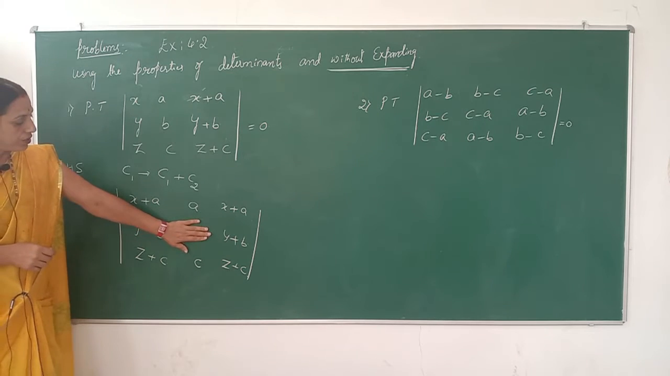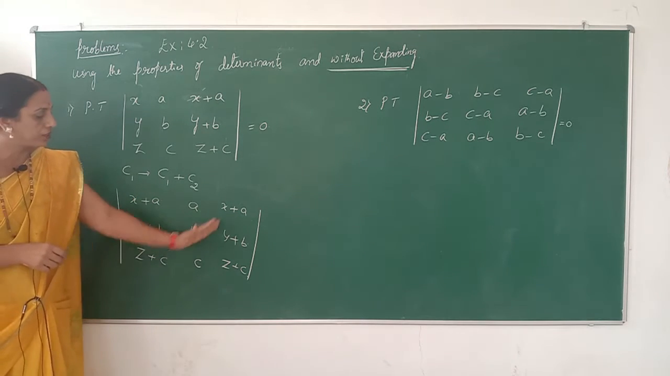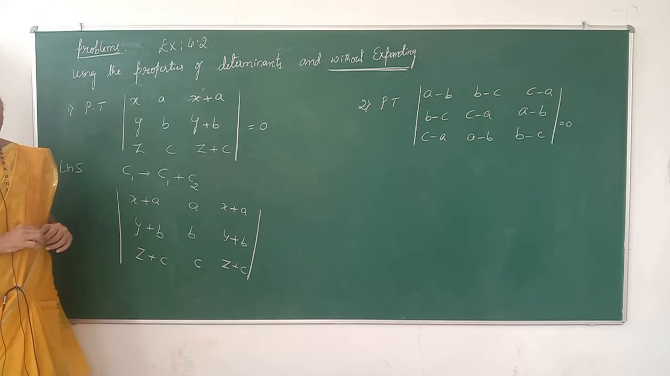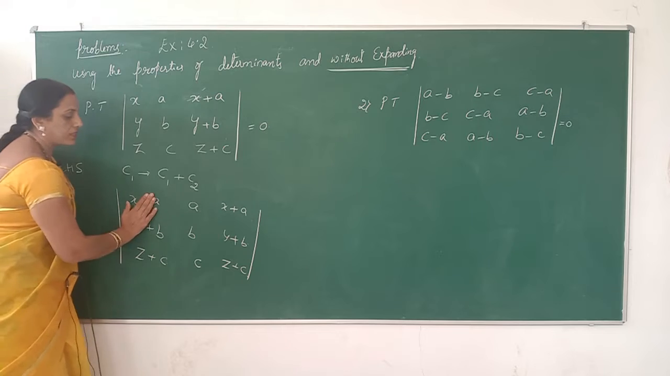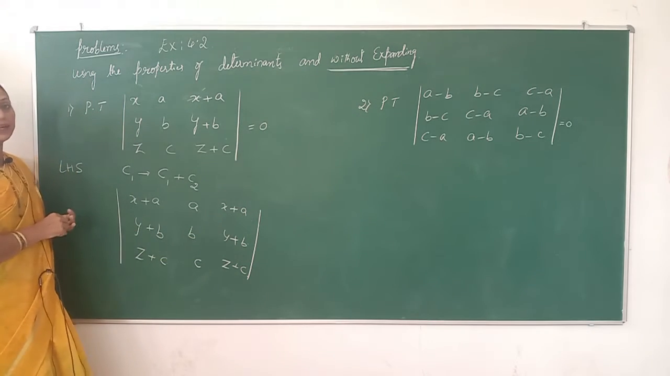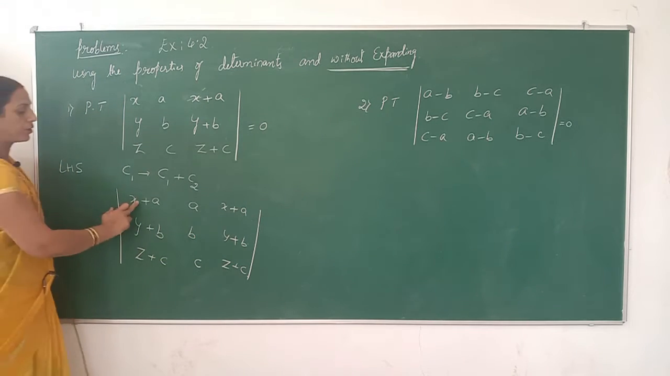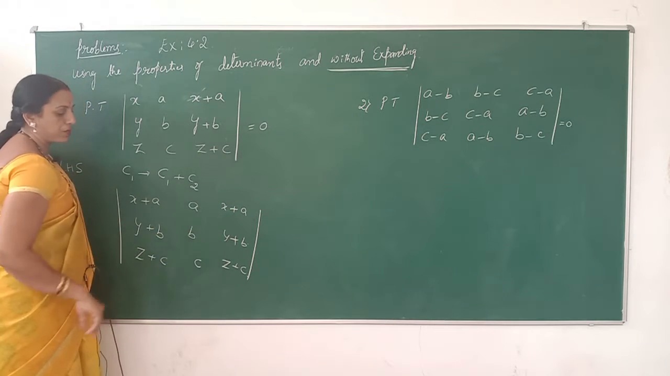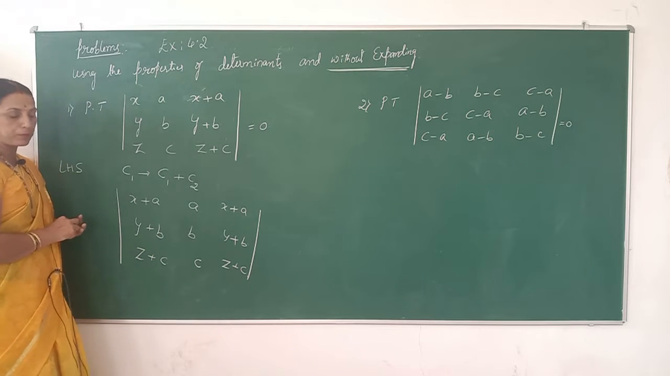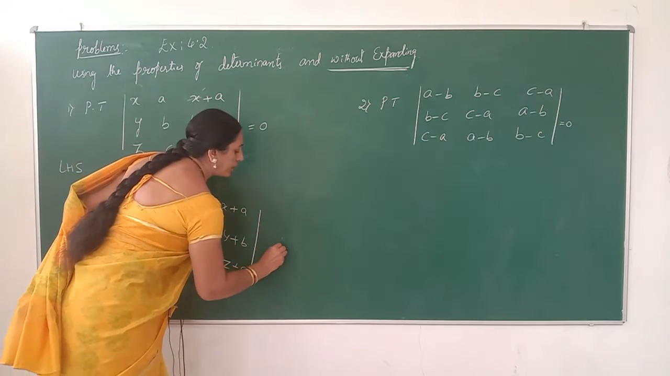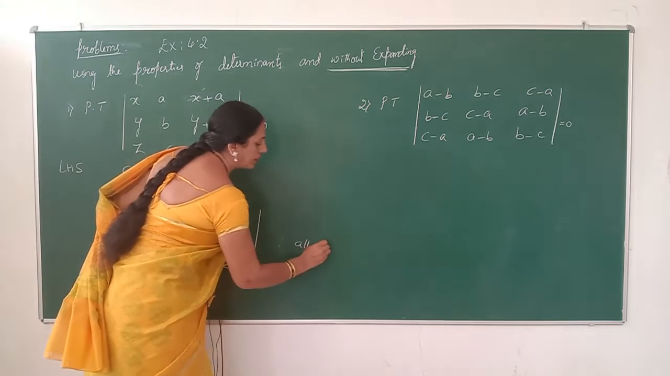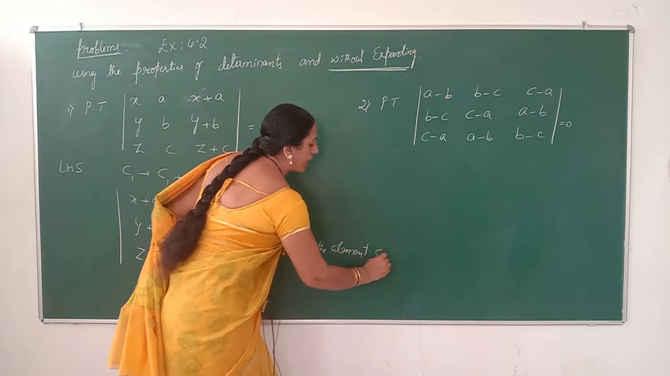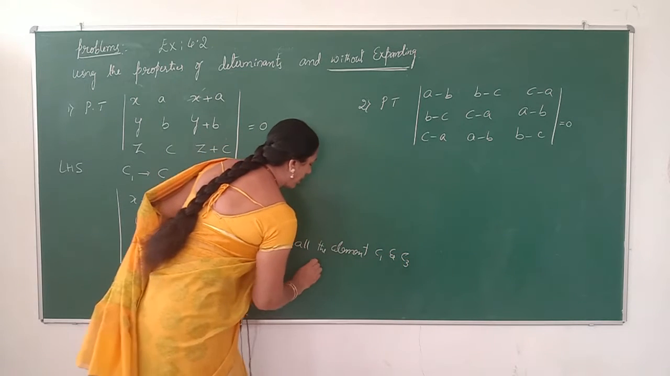Then we observe the elements of the first, second and third columns, to see if any one of the properties can be applied. The first and third columns are identical in formation. See, the corresponding elements are equal: x plus a, y plus b, z plus c in both. Therefore all the elements of c1 and c3 are identical.